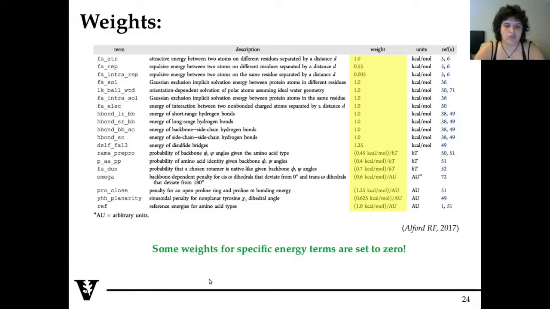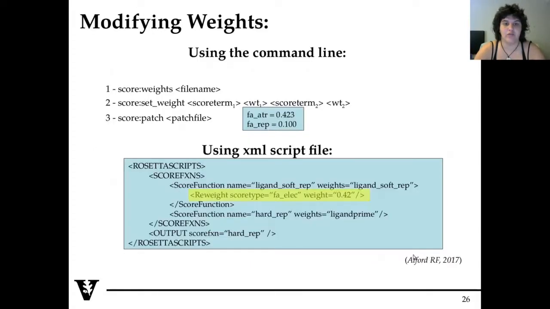Some of the weights for specific energy terms are set to 0, and so the term will not be included in the calculation of the total energy, but if you change the weight to something different from 0, you can include it. Another thing that you might know is that if you need, you can modify the weights, and it was done in special applications, but we strongly suggest you not do it unless you are really aware of what you're doing. Anyway, if you need to modify the weight, you can use different methods.